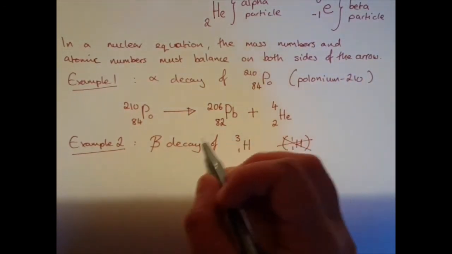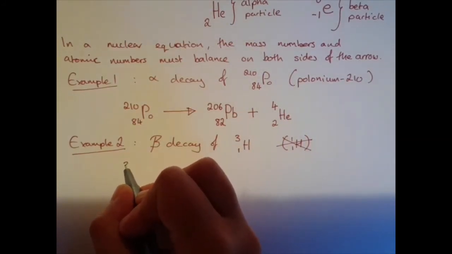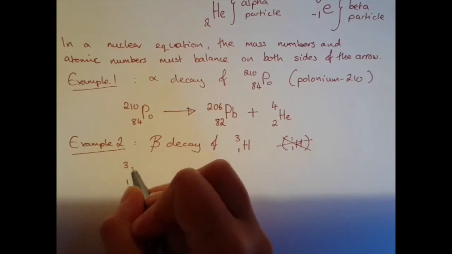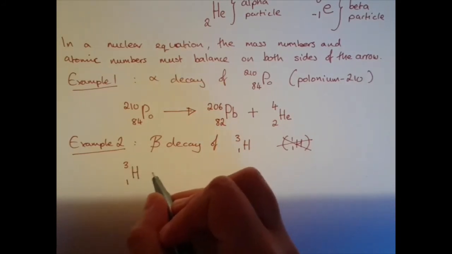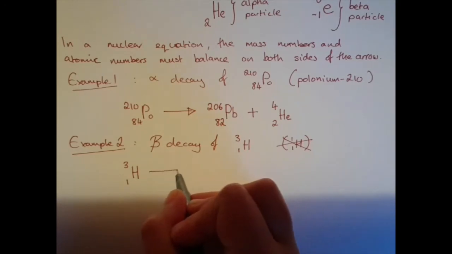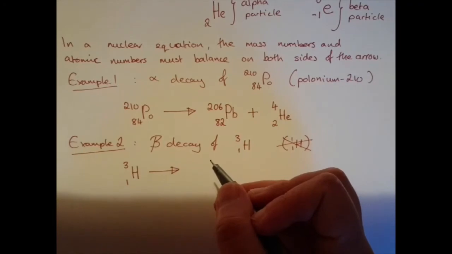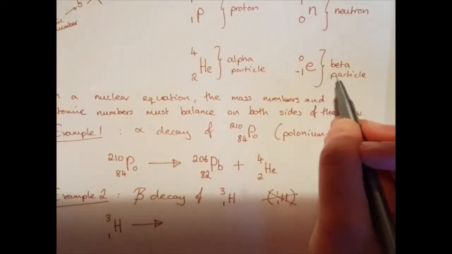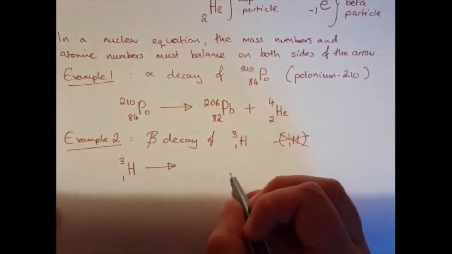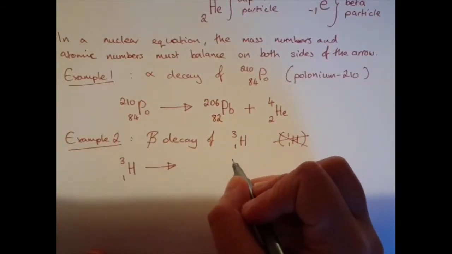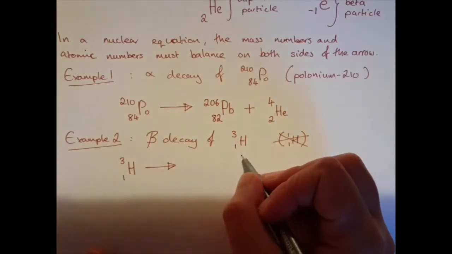Okay, so again, because this is a decay equation, we're only going to have one reactant, and we're looking at the beta decay of this isotope of hydrogen. So this is going to be our reactant. One of our products is going to be a beta particle. So remember, the symbol for the beta particle is given there. And again, I'm going to write the radiation as the second product, just sort of convention.